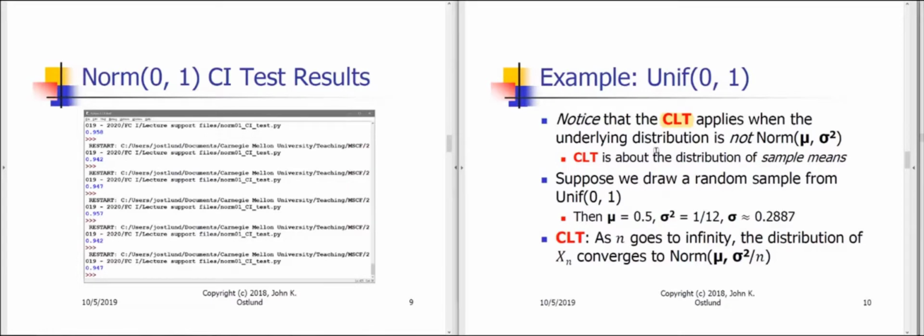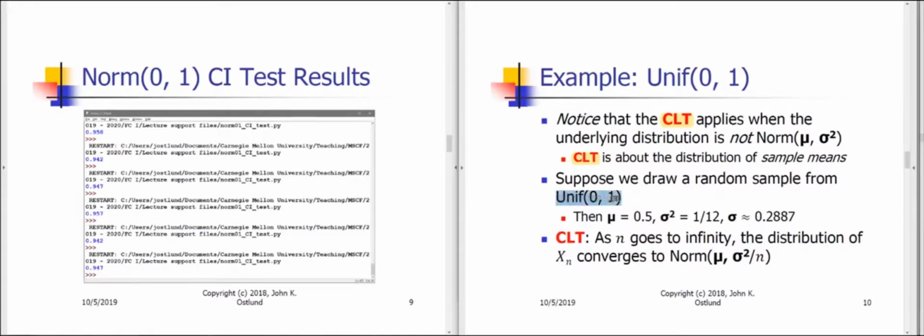Okay. Now, I said this before, but I want to repeat that the central limit theorem applies regardless of what the underlying distribution looks like for the random variable that we're sampling. The central limit theorem has to do with the distribution of the means of samples, not of the underlying distribution of the random variable from which these samples are being drawn.